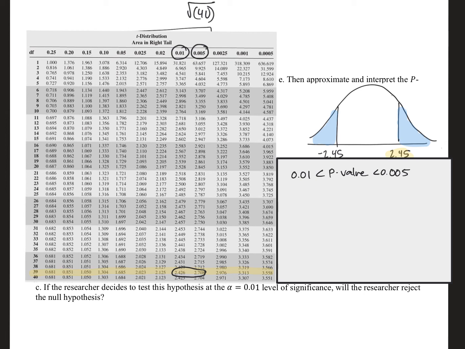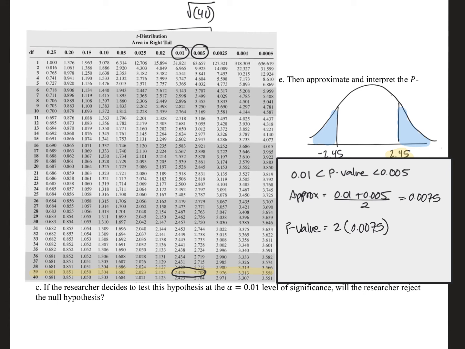Alright, so to roughly approximate what value this would be, for approximating, we'll take 0.01, add it to 0.005, divide by 2, and we'll get 0.0075. Now, that means my p-value is going to be 2 times that value that I just found. And you might say, wait, didn't we just divide by 2 and now we're multiplying by 2? That's going to give us the same thing.